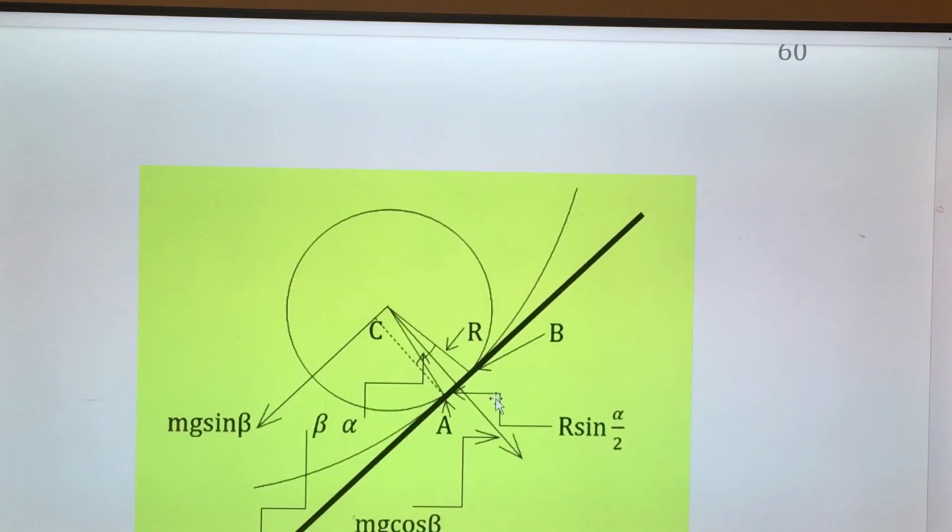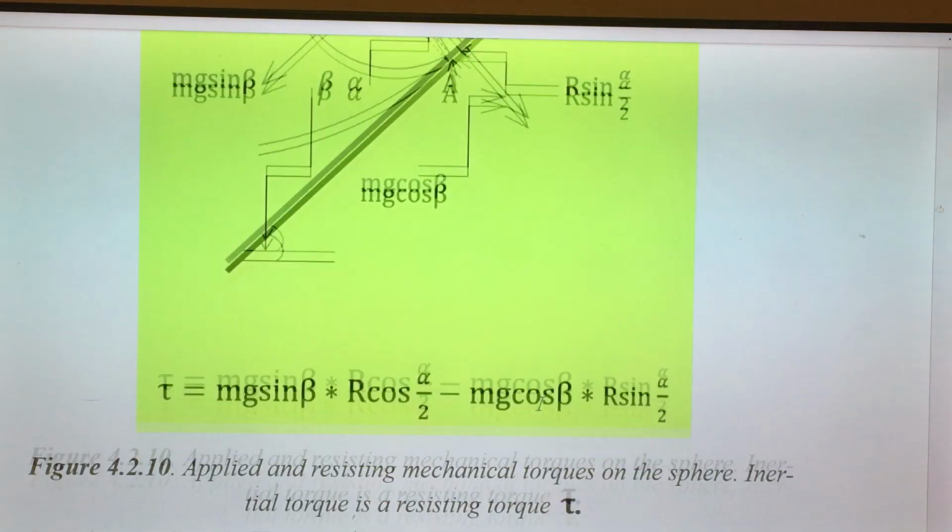R sine alpha by 2 is a. So this is the circle of contact, small circle of contact of radius a. This is a, this is a. So r sine alpha by 2 is this distance a, which is being multiplied with mg cos beta, the resisting torque. And this distance is the square root of r square minus a square, the other adjacent side of the right angle triangle.